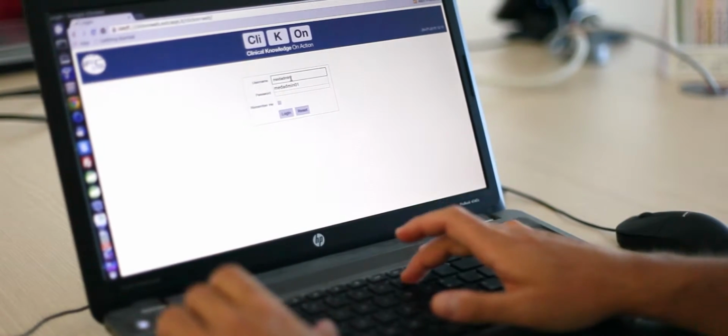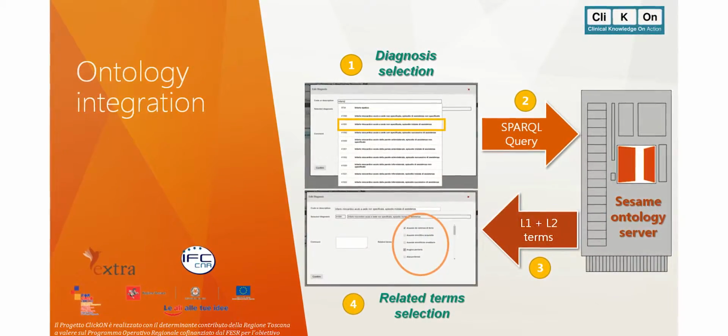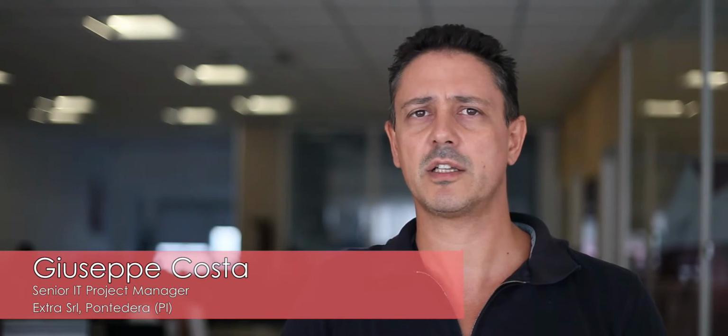To integrate the ontology into Clickon, we used the Sesame ontology server, which is able to load RDF data files and allows the user to query and navigate inside the structure of the ontology. When querying the system, we can get two kinds of terms, level 1 terms and level 2 terms. The level 1 terms are related directly to the diagnosis selected by the user. The level 2 terms are terms related to level 1 terms.